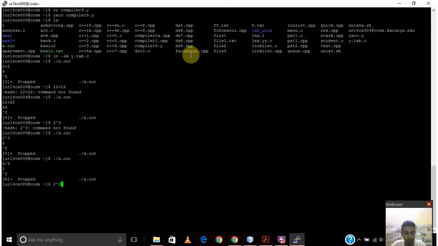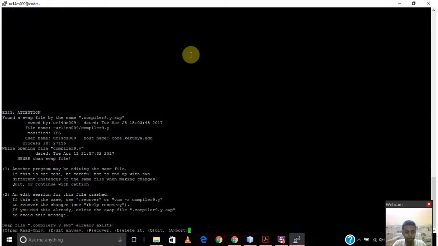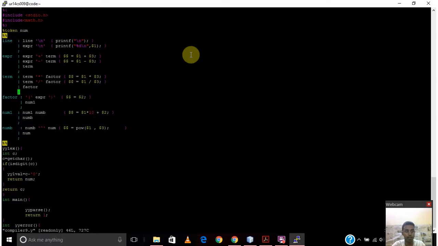So now moving to the code behind my compiler9.y. So this is that part. My declaration part is included in percentage braces, and I'll be including stdio.h and math.h, since I'll be dealing with plus, minus, and all those arithmetic operators, and I'll be using the C language. So this is my percentage part.